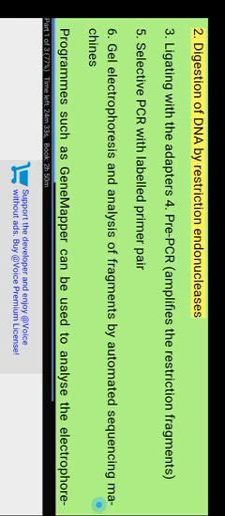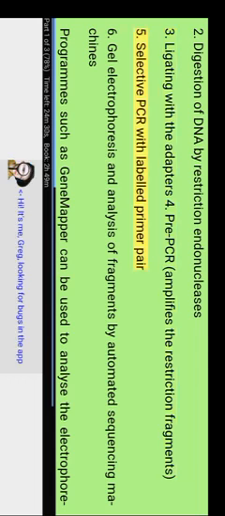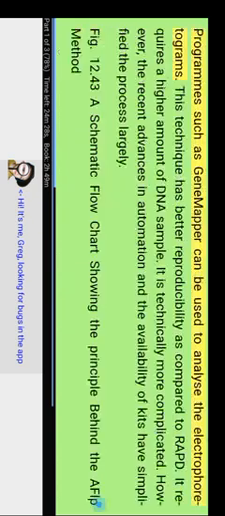Amplified fragment length polymorphism, AFLP. Selective amplification of restriction fragments isolated from a complete digest of genomic DNA by PCR is the basis of the AFLP technique. Figure 12.43. Steps involved in AFLP. 1. DNA extraction. 2. Digestion of DNA by restriction endonucleases. 3. Ligating with the adapters. 4. Pre-PCR amplifies the restriction fragments. 5. Selective PCR with labeled primer pair. 6. Gel electrophoresis and analysis of fragments by automated sequencing machines.